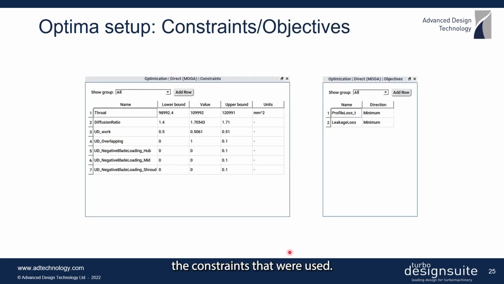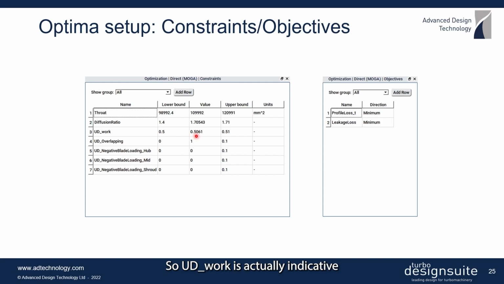And then these are the constraints that were used. So we constrain the throat to plus minus 10% to control the peak efficiency point, and then the overall diffusion ratio is limited to avoid flow separation. And here we have some Python scripted user-defined parameters as well.